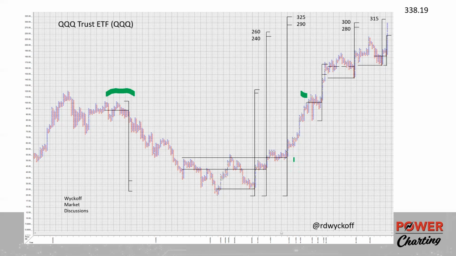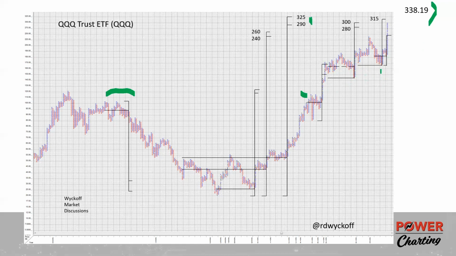And notice if we take the largest count across, each one of these has been very useful in terms of flagging objectives. But here is the largest count that we've taken so far, and it's taken us up to this 290 to 325 area. And we have just literally thrown over the top of that very recently up to this 338.19 area, which is the recent high.